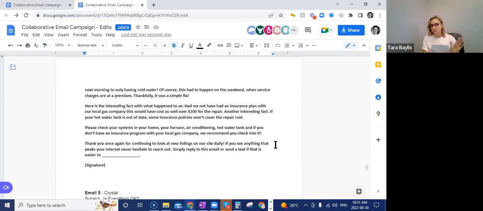Here's the interesting fact with what happened to us. Had we not had an insurance plan with our local gas company, this would have cost us well over $200 for the repair. Another interesting fact: if your hot water tank is out of date, some insurance policies won't cover the repair cost. Please check the systems in your home: your furnace, air conditioning, hot water. And if you don't have an insurance program with your local gas company, we recommend you check into it.